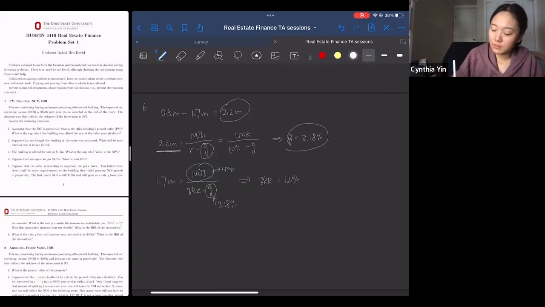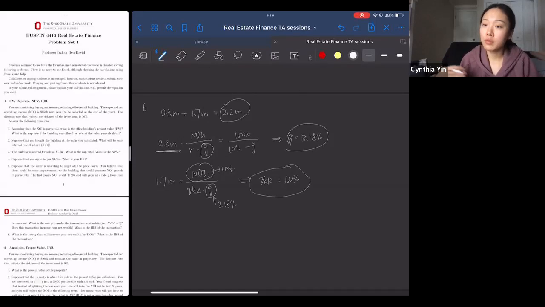So this IRR is higher than the market one because by making the growth rate higher, you manage to make your project worth more, which is 2.2 million. But you're only paying 1.7 million, which means you're earning a higher return for paying low. So it should be higher than the market one.